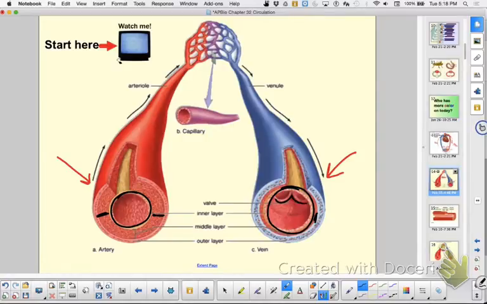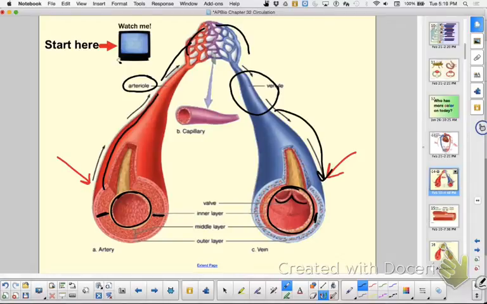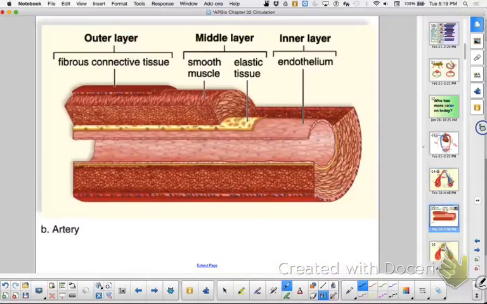So we have arteries branching into arterioles, which branch into the capillary bed, then venules, which start coming together to form veins. Again, definition: arteries go away, veins go towards. So looking at your notes, here is a cross-section of an artery.